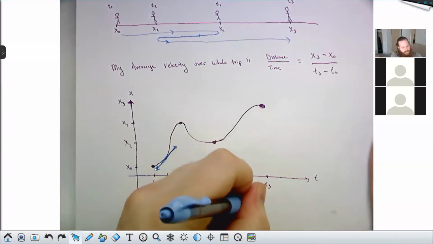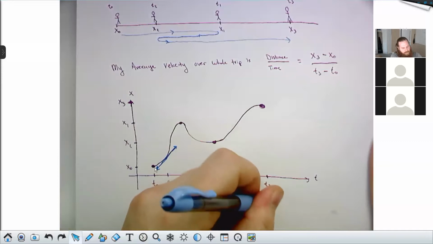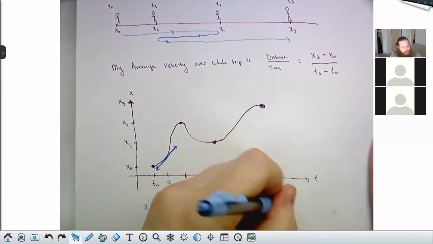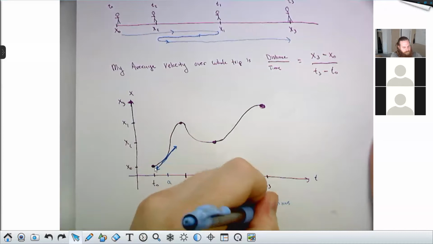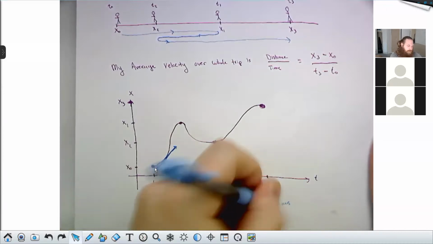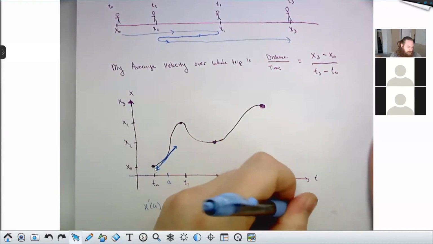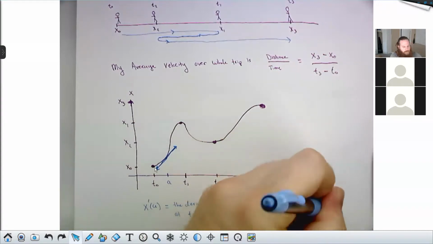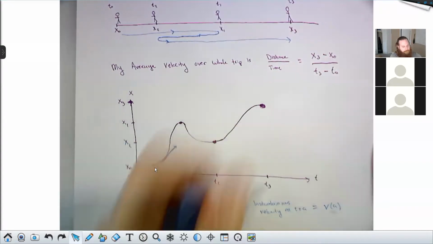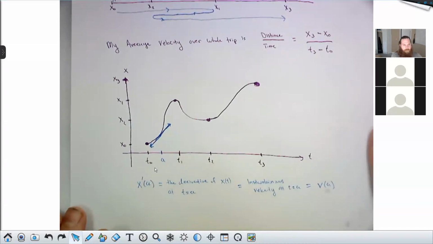This is my instantaneous velocity at t equals a, and that has a special name. We call that v of a, v for velocity. And if I wanted to know my speed at any moment, or my velocity at any moment between t0 and t3, I would calculate that derivative.